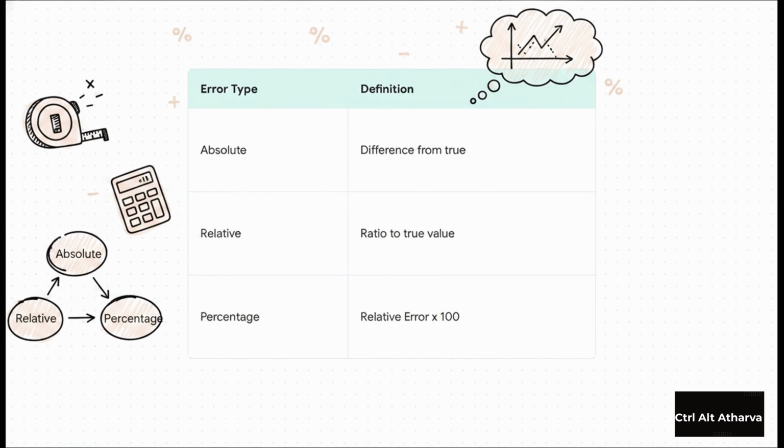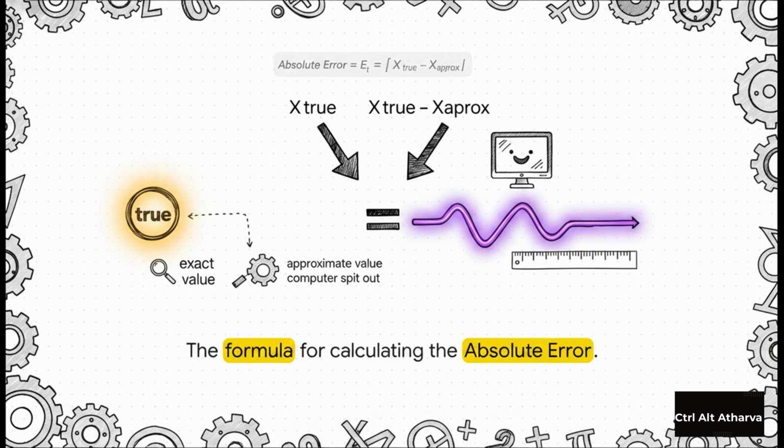There are three main types of errors you're going to need to calculate: absolute, relative, and percentage. Let's quickly break down exactly how they connect to each other. First up is the absolute error. The formula here is beautifully straightforward. You just take the true, exact value, and you subtract the approximate value that the computer spit out.